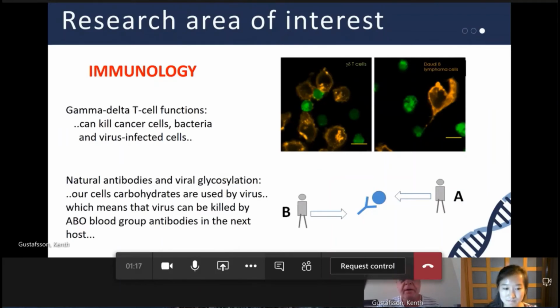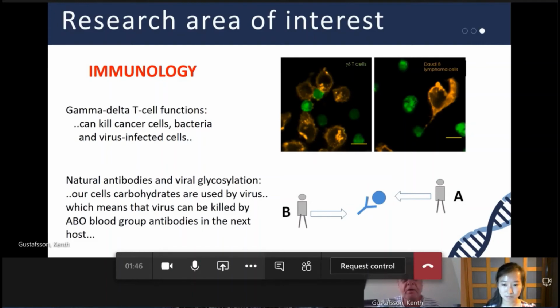So, hello, my name is Kenth Gustafsson, and I'm going to talk to you about immunology, that is the immune system in our bodies, which is of course there to fight infections caused by bacteria, virus, parasites, etc. But of course the immune system is more than that, and also involves a number of different diseases, which I'll talk a little bit about later on.